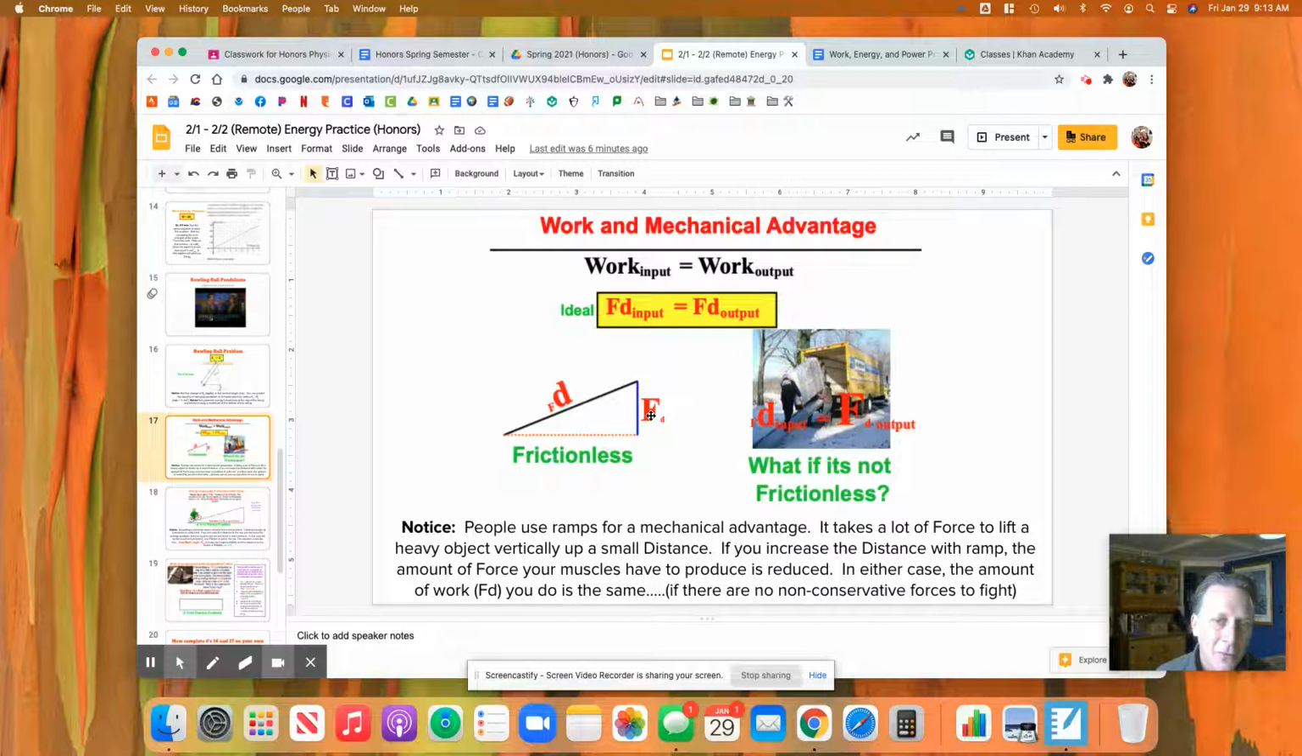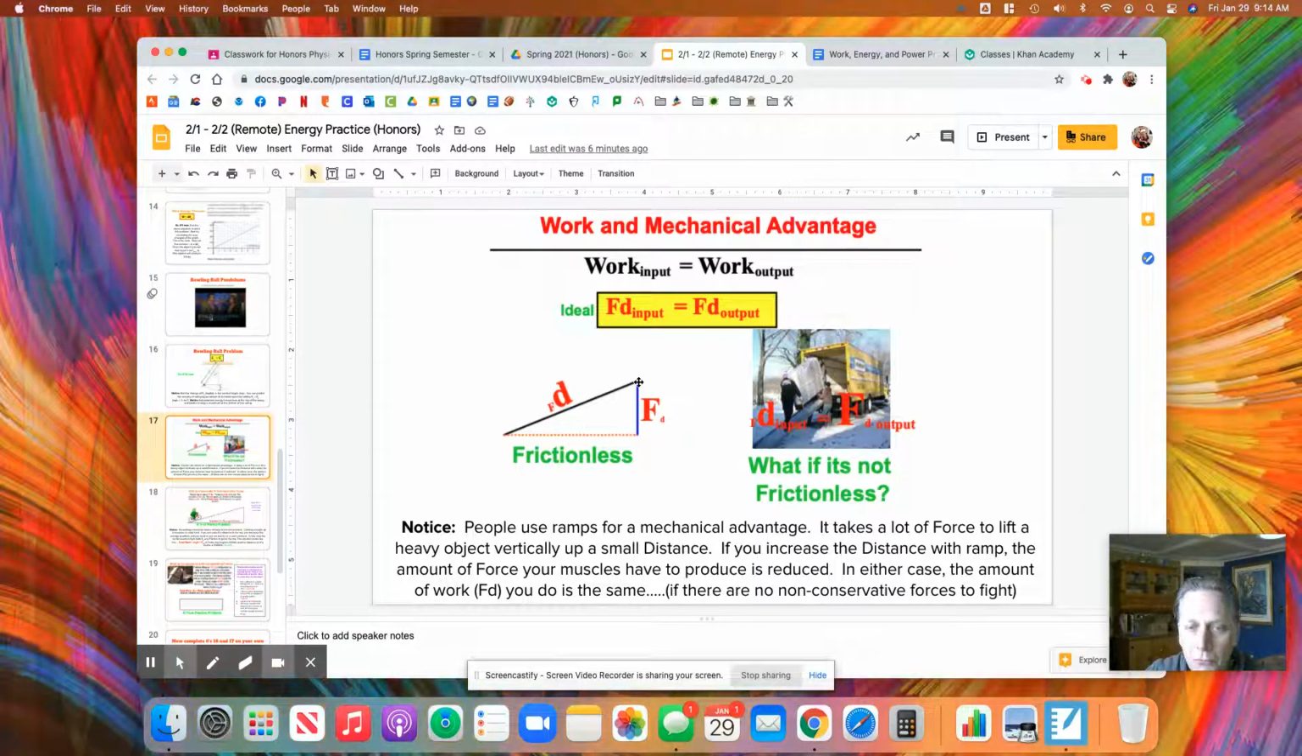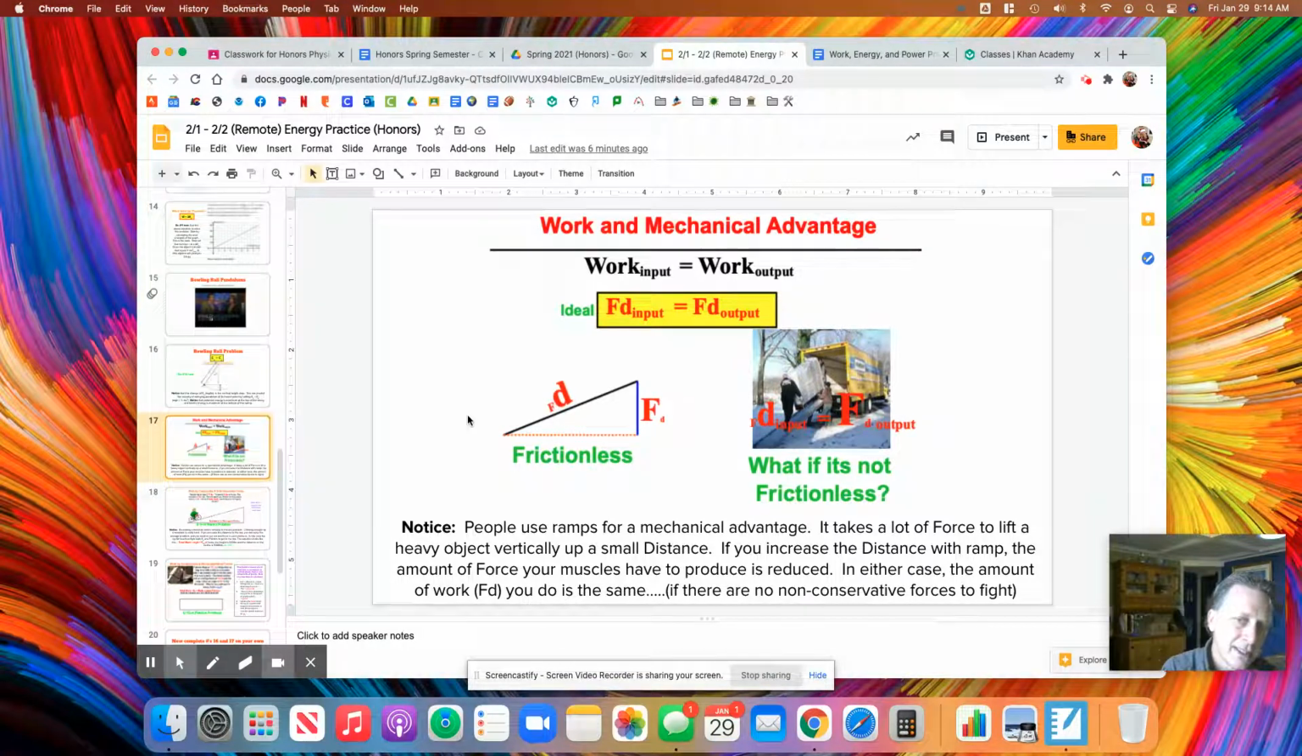So to make it work, you can do something that takes advantage of mechanical advantage, where you put a ramp here, and by increasing the distance that you have to put that thing up there, you decrease the force. So even though you have to push it for a further distance, because of your muscles maxing out at a certain force, you can actually do it. And that's why we use ramps.